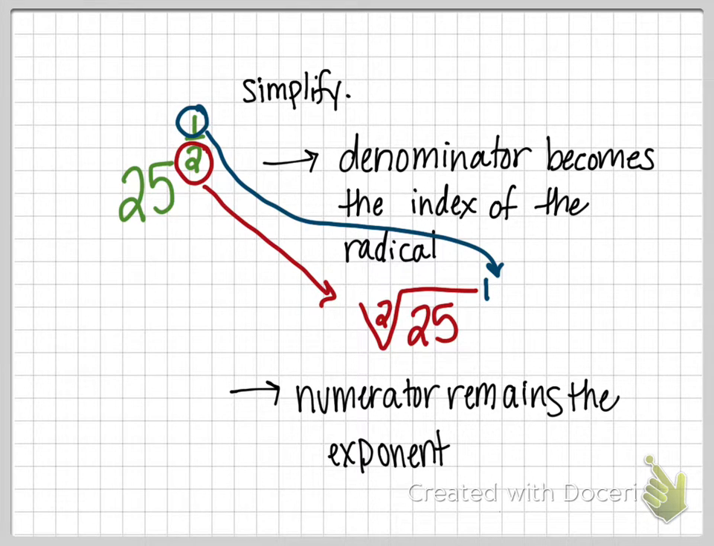So the numerator is the exponent that you're taking that radical to, and the denominator becomes the index of the radical. So this becomes the square root of 25 to the first power. If we were going to simplify this, the first thing we would simplify would be the radical. What's the square root of 25? 5. To the first power, which is 5. 5 to the first power is 5.